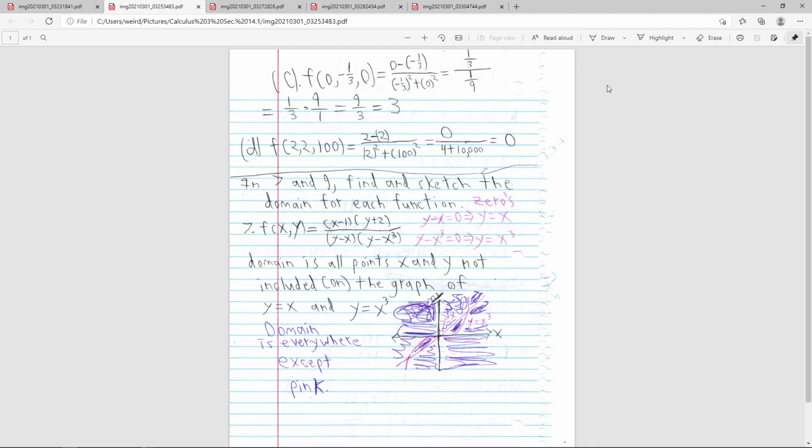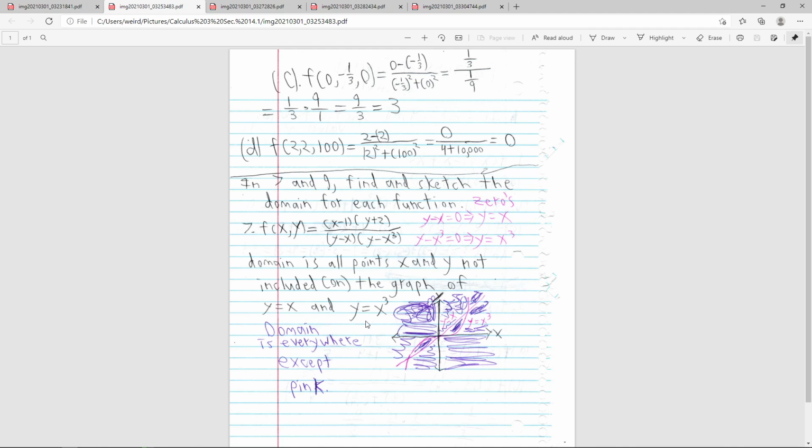What might be more of an issue is finding and sketching the domain for each function. So we have two. This one is x minus 1, y plus 2, over y minus x times y minus x cubed. So y equals x cubed and y equals x will be where the denominator can be 0, because one of those factors equal to 0 makes the whole denominator 0. That means that's where the domain cannot exist. You can't put in anything that leads to an undefined function, basically. That's the main idea behind domain here.